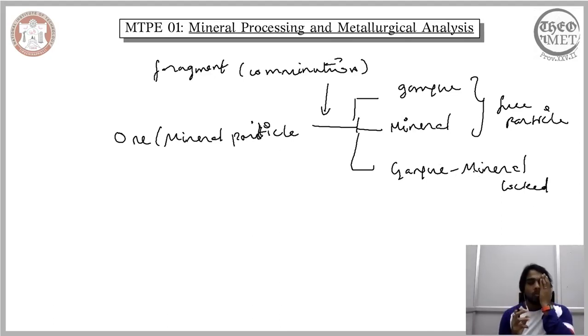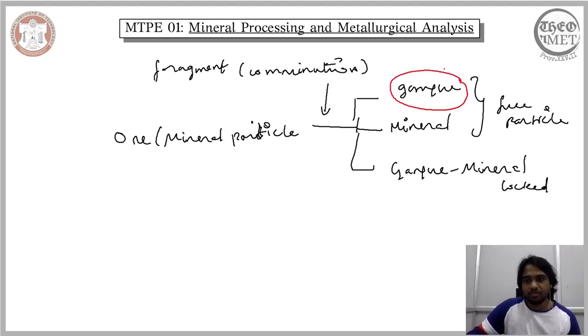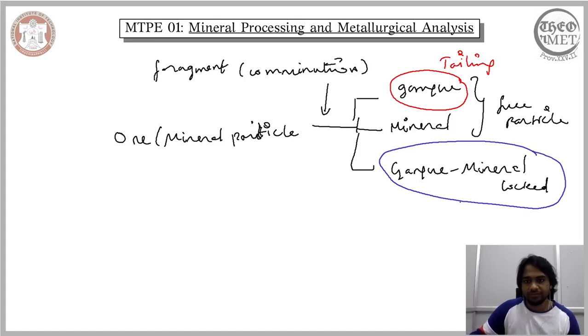Now, what essentially needs to be done is, this will be discarded. Let me use a different color. So this will be discarded, and treated as a tail, or rather something that can be discarded without much loss to our overall process. So this is referred to as tailing. This is our desired mineral, and this is referred to as middling.